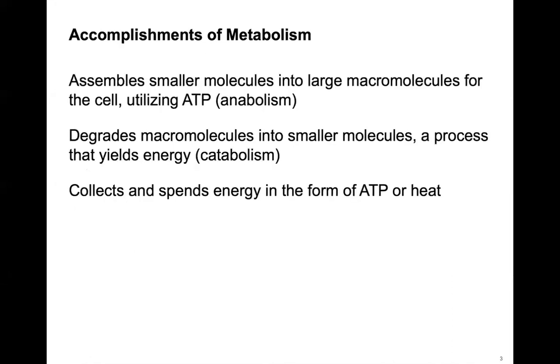Now, the accomplishments of metabolism is that it assembles smaller molecules into larger macromolecules for the cell, and this will utilize ATP, such as an anabolic reaction. Or it can degrade macromolecules into smaller molecules, which is a process that will yield energy, such as a catabolic reaction. It will collect and spend energy in the form of ATP or heat. And this is essentially how the energy will get converted. So when we undergo a catabolic reaction of breaking down a glucose molecule, we will end up producing anywhere from 34 to 38 ATPs. And the other thing that we will end up producing or releasing is heat. Now, unfortunately, heat is not going to be a usable form of energy, and it is oftentimes lost.